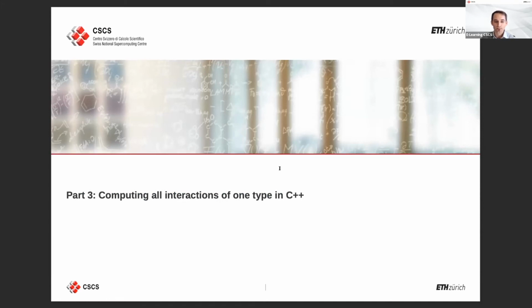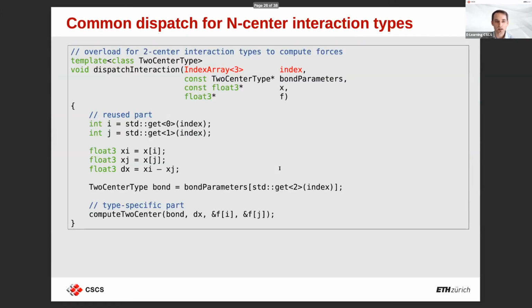So moving on. So now I'm able in C++ to store all the information that I need in a type-aware fashion. And now the question is, does that actually help me to avoid all that code duplication that I mentioned in the beginning? And so let's see. This is the function that calculates the force due to a single interaction. So a single bond or a single angle and so on.